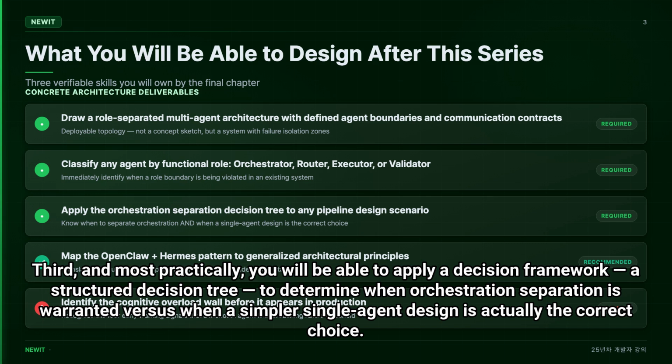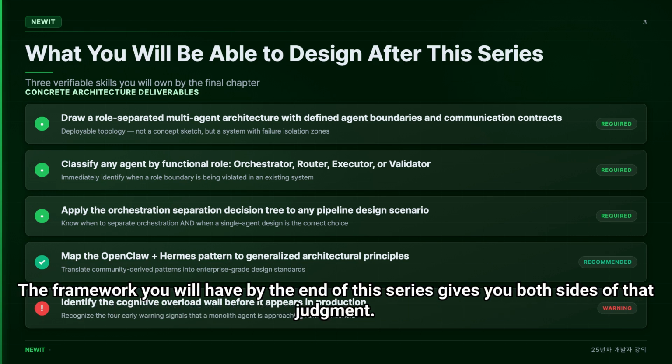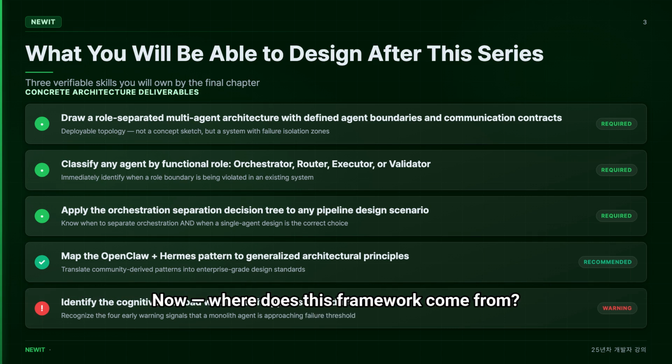Third, and most practically, you will be able to apply a decision framework, a structured decision tree, to determine when orchestration separation is warranted versus when a simpler single-agent design is actually the correct choice. Because here is what separates a senior architect from a junior engineer, knowing not just how to apply a pattern, but when not to. The framework you will have by the end of this series gives you both sides of that judgment. Now, where does this framework come from?